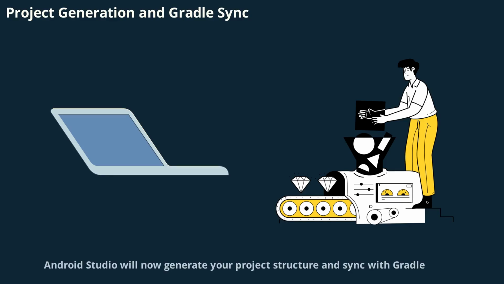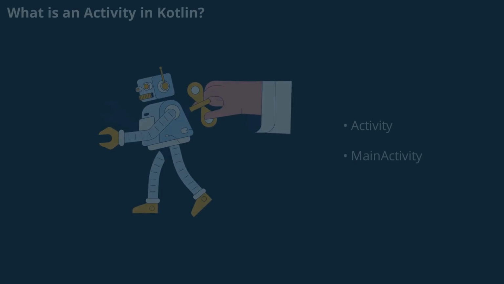Android Studio will now generate your project structure and sync with Gradle, the build system. This process sets up all the necessary files and folders so you don't have to do it manually. Once the sync is complete, you'll see your new project ready to explore, with everything organized for you to start coding right away. Let's talk about activities.